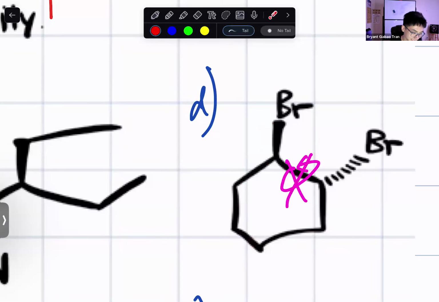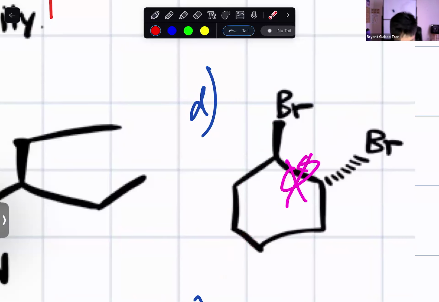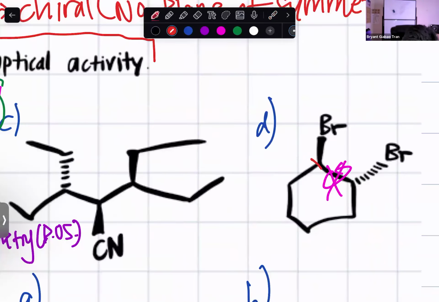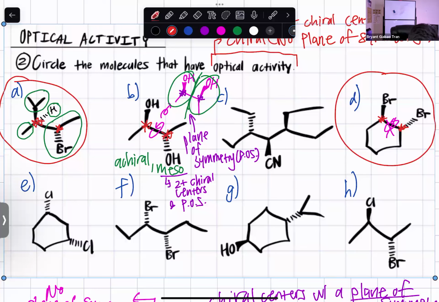So if it's stuck there, there's no plane of symmetry at all. Wait, no plane of symmetry, meaning that it is chiral, right? Because we do have chiral centers. No plane of symmetry, chiral, optical activity. You can't rotate that bond because it's in a ring.